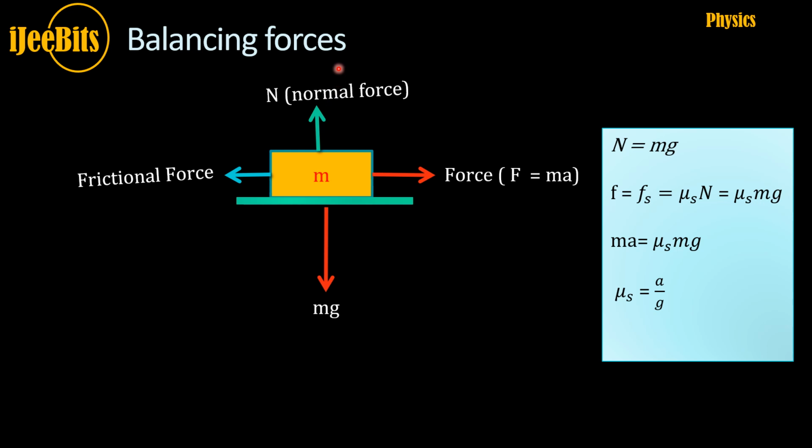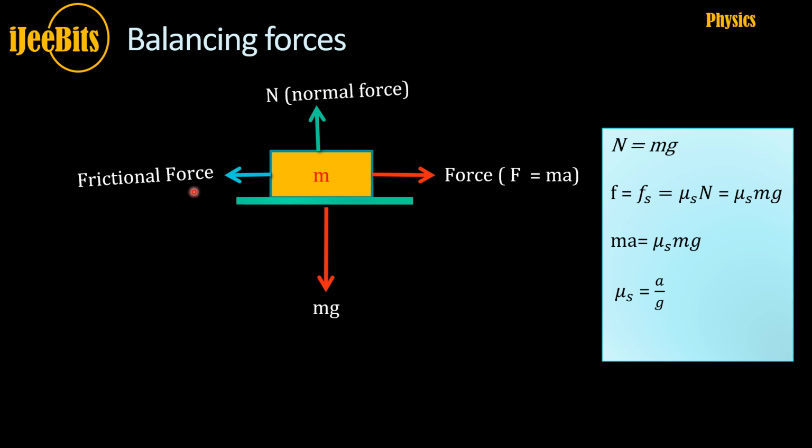And this is the normal force. This force acts perpendicular to the surface of contact between the block and the surface it is resting on. It counteracts the force of gravity and prevents the block from sinking into the surface. The normal force is equal in magnitude but opposite in direction to the force of gravity when the block is at rest.